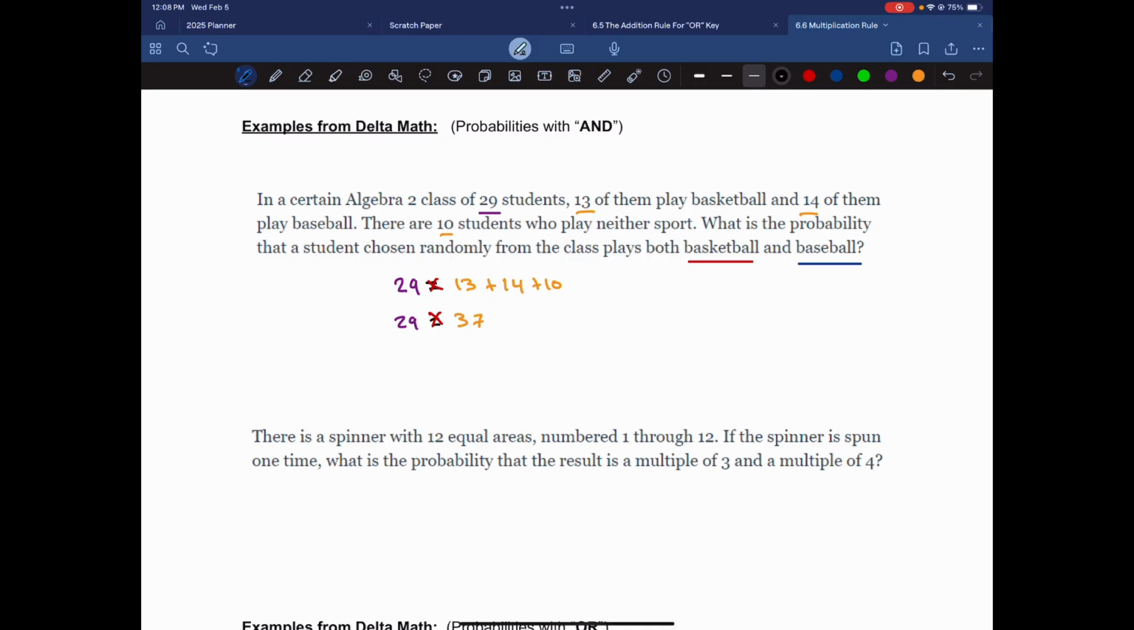Okay, but then once we found out these numbers, we took our number that we found, 37, and we subtracted that from our total that we're given. Okay, so 37 minus 29 gives us 8 who play both. So our probability here is going to be 8 over 29. And that's the overlap that we're looking for.